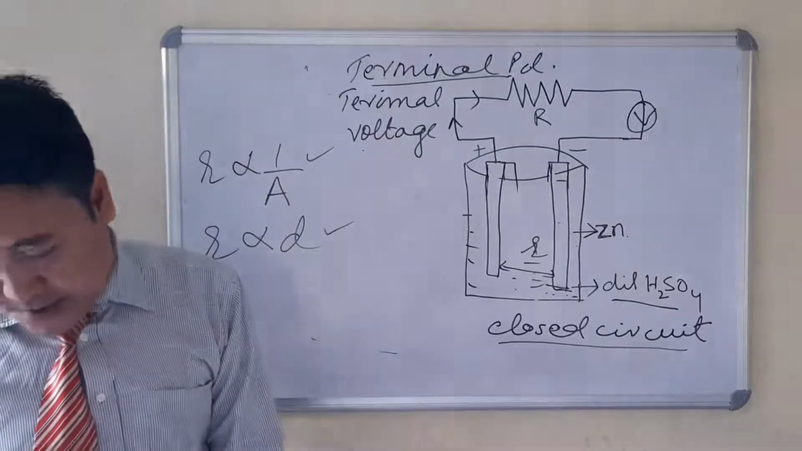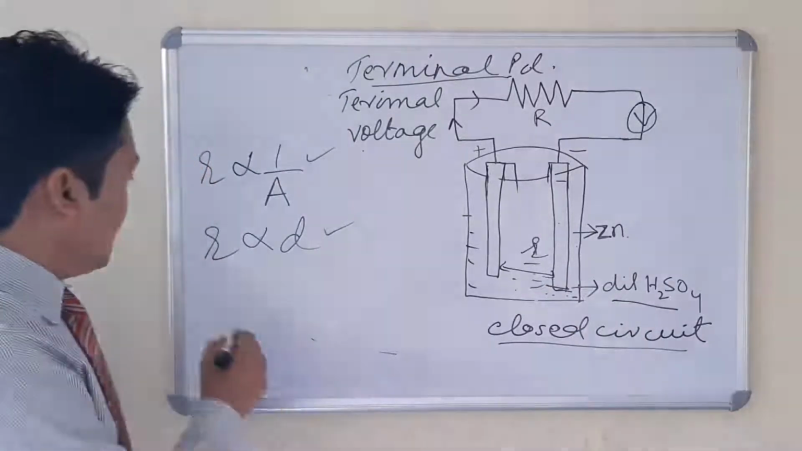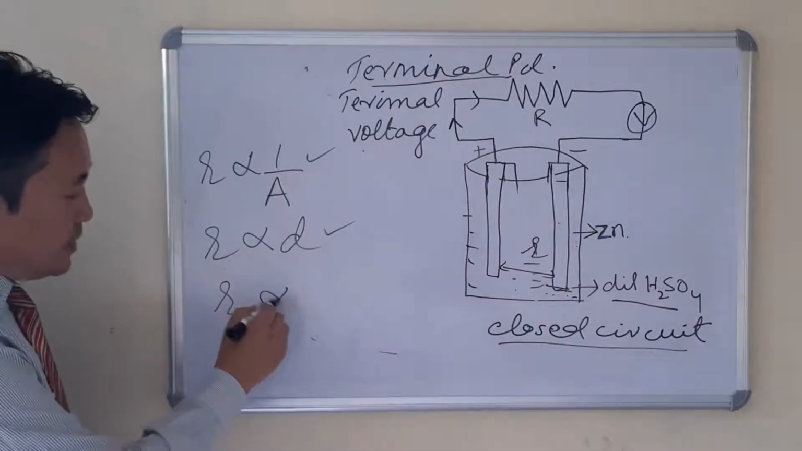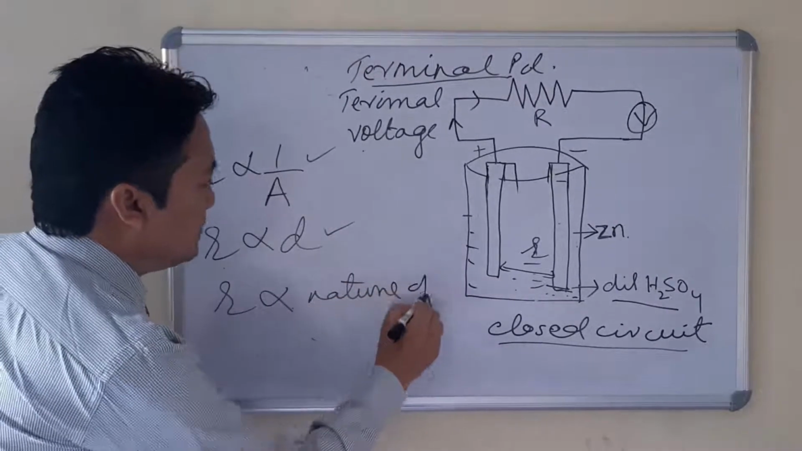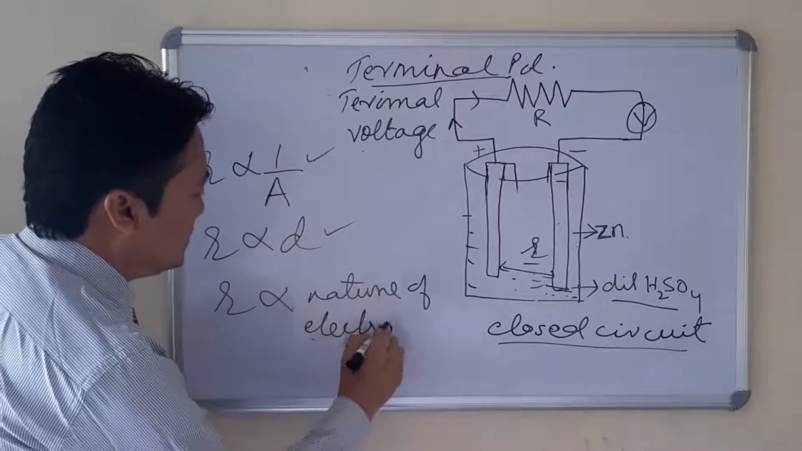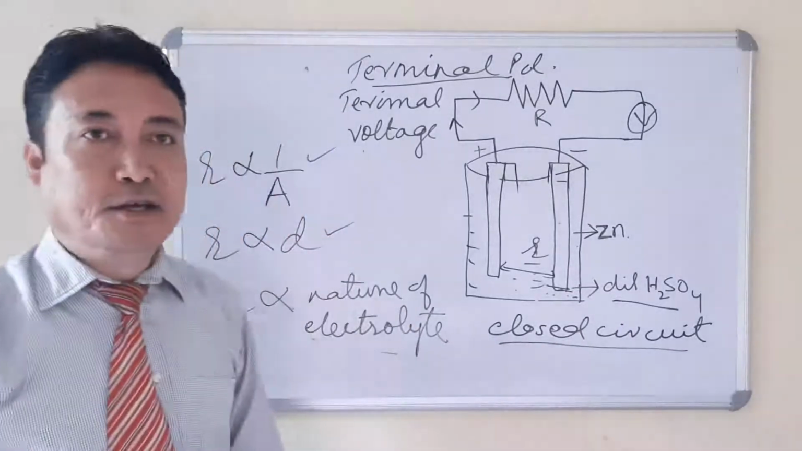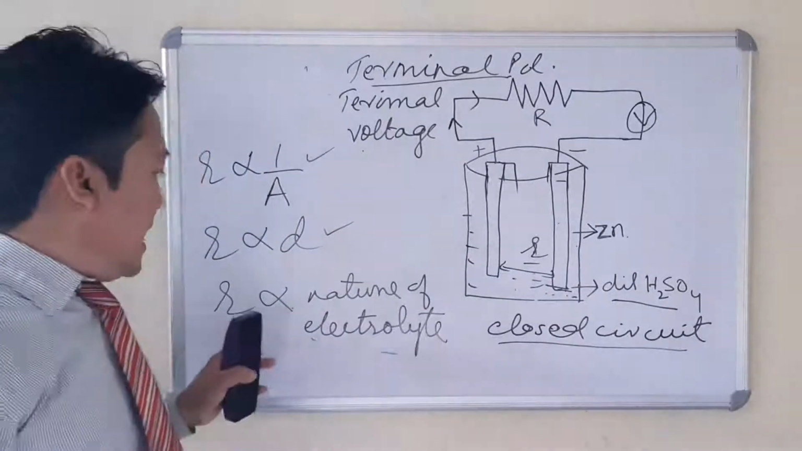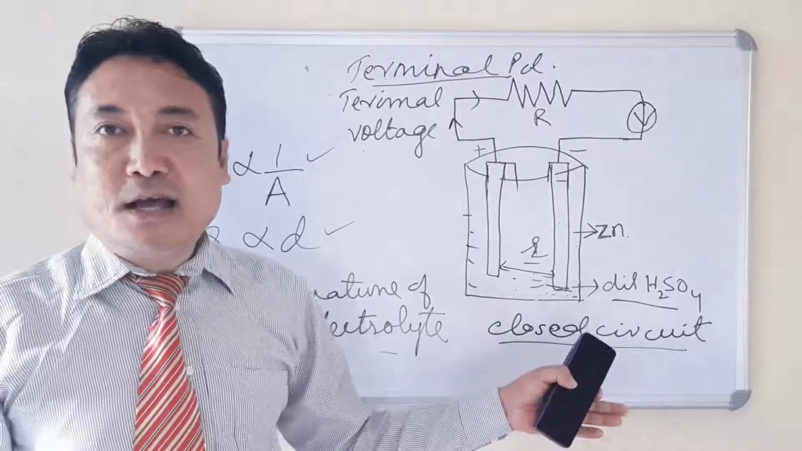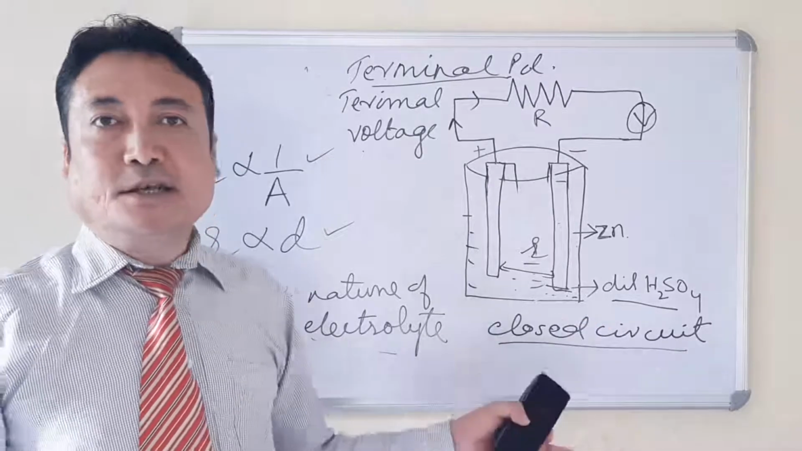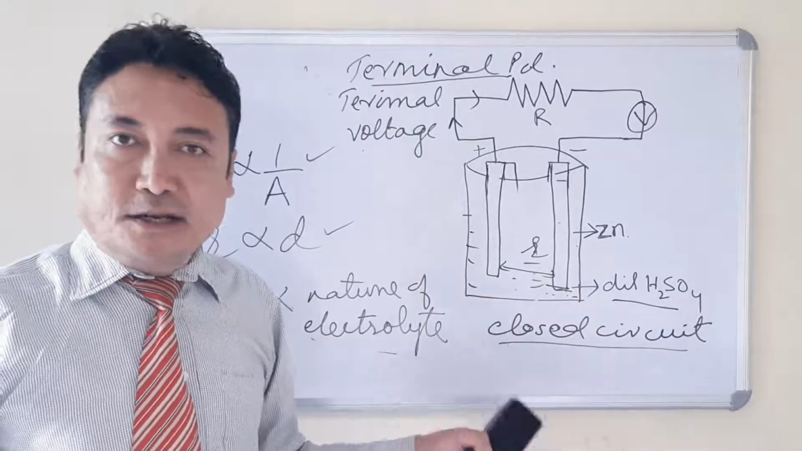And the third one is the nature and concentration of the electrolyte. What kind of electrolyte you will use? Electrolyte means this sulfuric acid. Internal resistance is directly proportional to the concentration of the electrolyte. If the concentration of the electrolyte is more, then internal resistance will also be more. If the concentration of the electrolyte is less, internal resistance is also less.